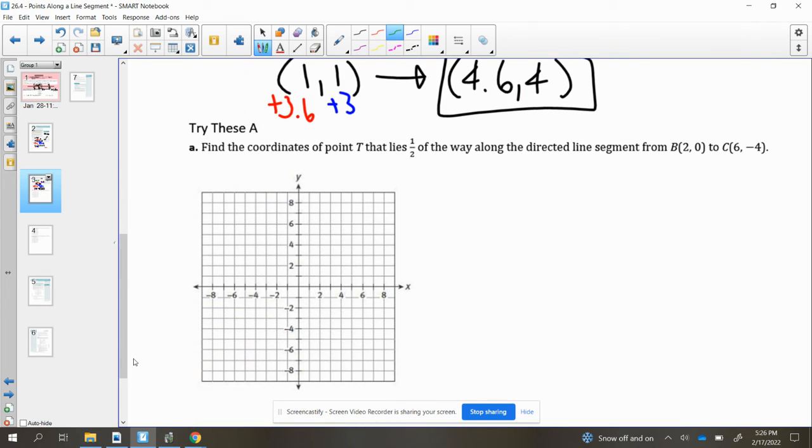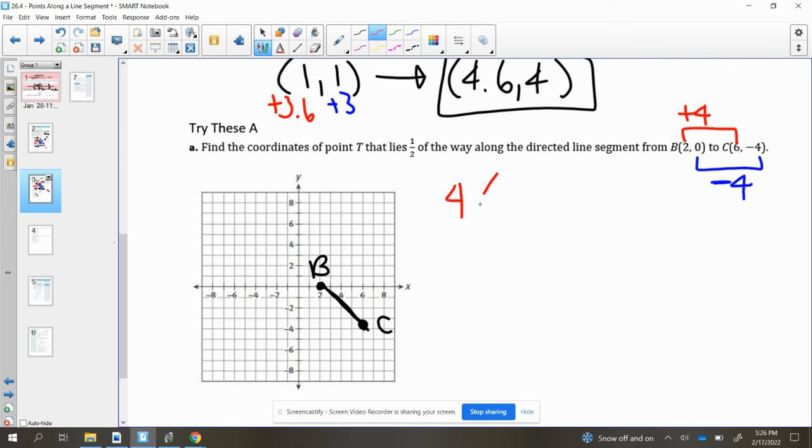Now, what happens, however, if we are going in a decreasing manner? So let's say this one, it says that we are going from B to C. So B is at (2, 0). C is at (6, -4). Okay, so again, we're decreasing this time. So notice, again, from B to C, X value-wise, we went to the right 4, but Y value-wise, we went down 4, right? We decreased to go from 0 to -4.